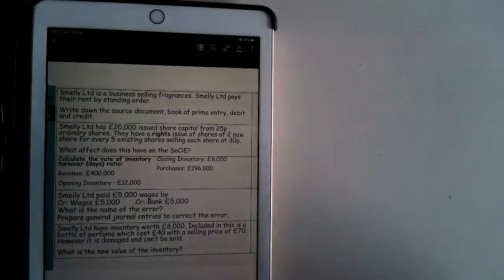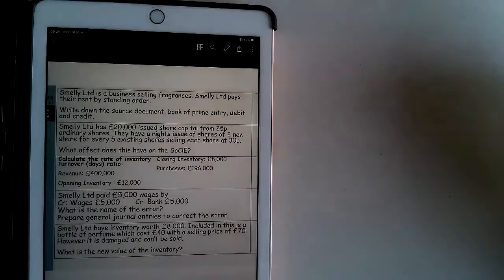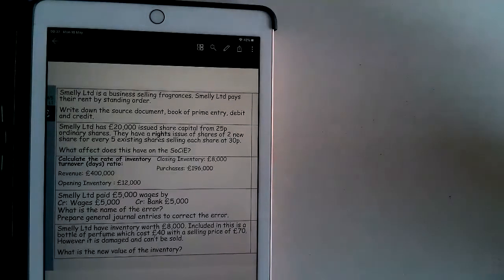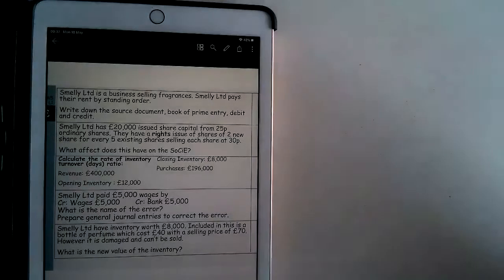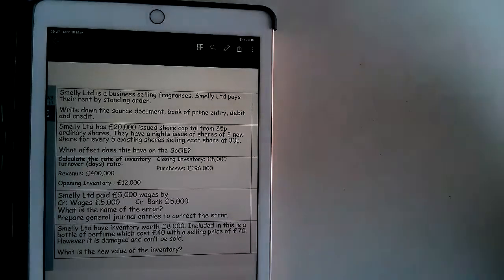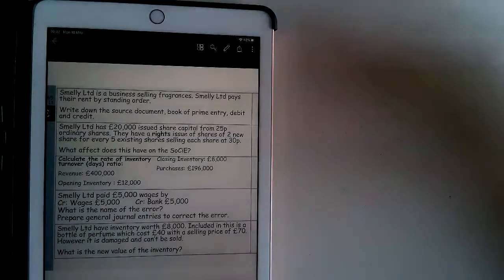Okay, the first order. Smell You Limited is a business selling fragrances. Nice name. Smell You Limited pays their rent by standing order. So remember, a standing order is something that you do by online banking, for example. It's where you usually give a fixed amount at regular intervals, and you authorize those, and you give the money to the third party.